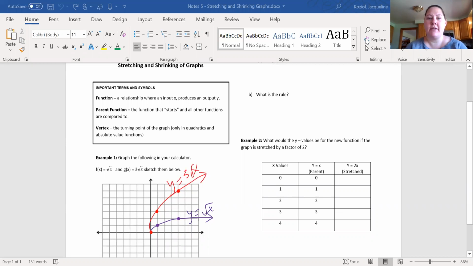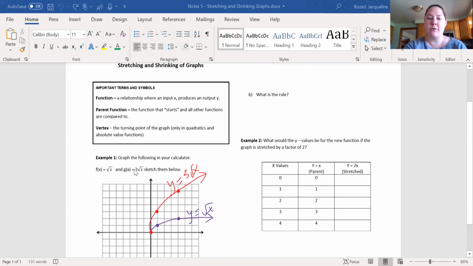Basically, what we're talking about today is stretching and shrinking of graphs. So making that original graph a little bit bigger or a little bit smaller than the original. So if you take a look at example number one, I graphed those two graphs for you. The first graph that you see, the f of x, is in that purple line right here. So that's where the graph started.